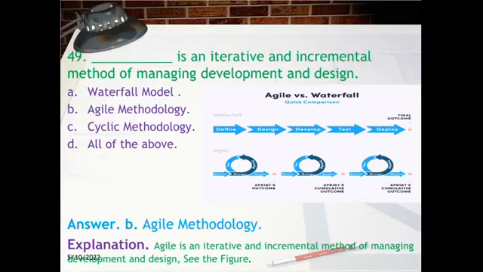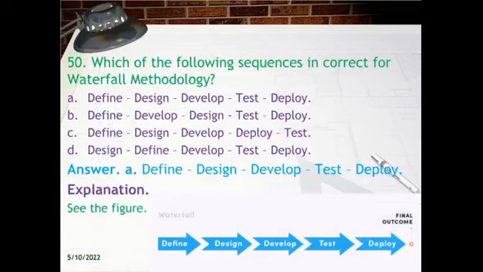See the figure. 50. Which of the following sequence is incorrect for waterfall methodology? Define, design, develop, test, deploy. Define, develop, design, test, deploy. Define, design, develop, deploy, test. Design, define, develop, test, deploy. Answer. A. Define, design, develop, test, deploy. Explanation. See the figure. The correct sequence is define, design, develop, test, deploy.